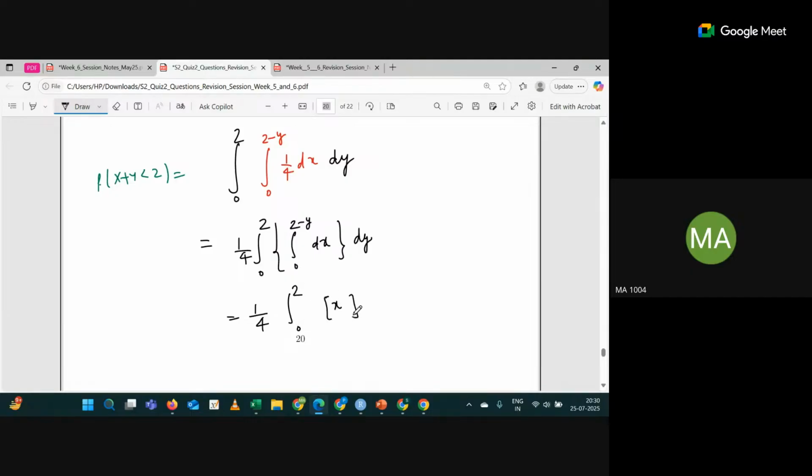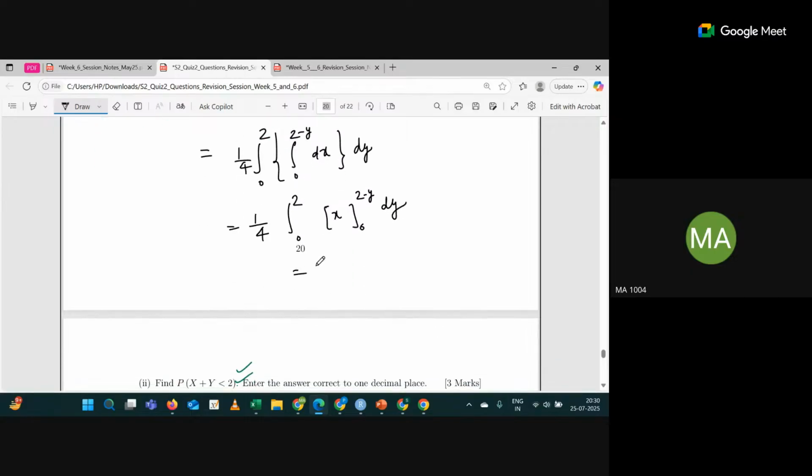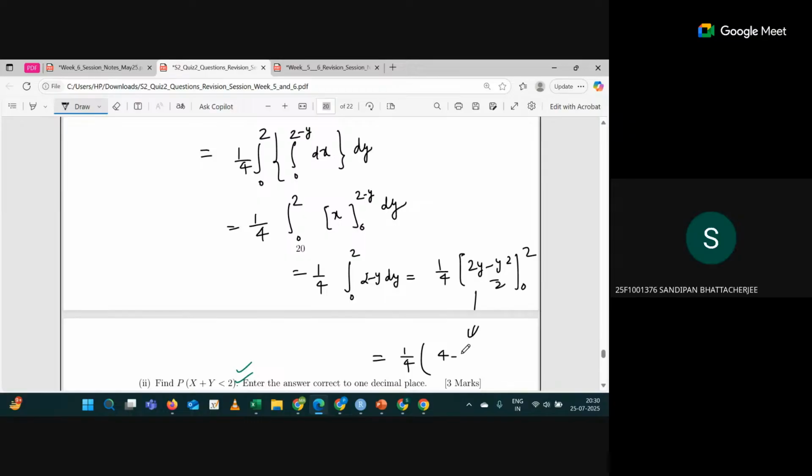This is x, 0 to 2 minus y dy, and this will be 1 by 4, 0 to 2 minus y dy. If you solve this, you will get 1 by 4 into 2y minus y square by 2, 0 to 2. So if you solve this, this will be 1 by 4 and 4 minus 2 to 4 divided by 2. This is 2 by 4, which is 1 by 2.